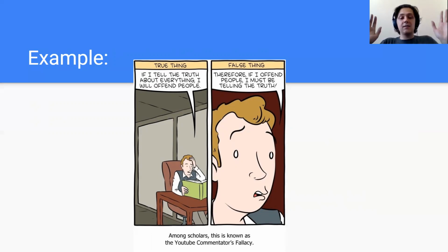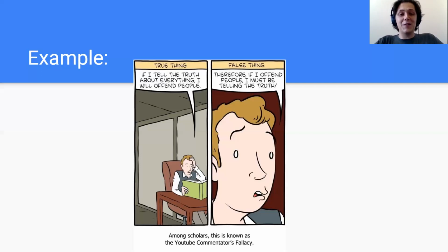Or even a less political example. If you tell your grandmother that you don't like the sweater she knitted you, you'll offend her. You'll be telling the truth maybe, but you'll offend her. So if you tell the truth about everything, like if you never tell the little white lies out of politeness, then you will offend people. That's a true thing. If I tell the truth about everything, I will offend people. So then some people fallaciously might infer, therefore, if I offend people, I must be telling the truth. And that's false.